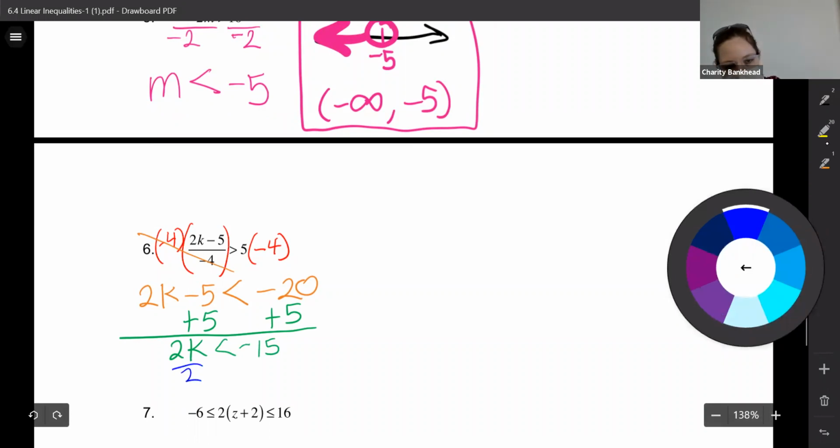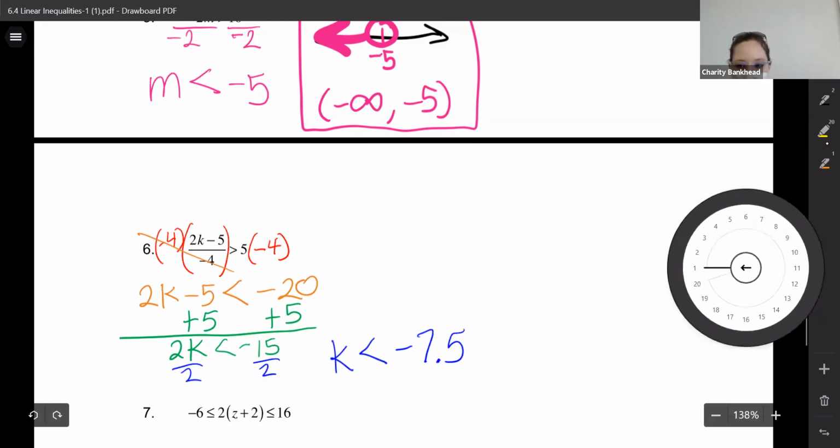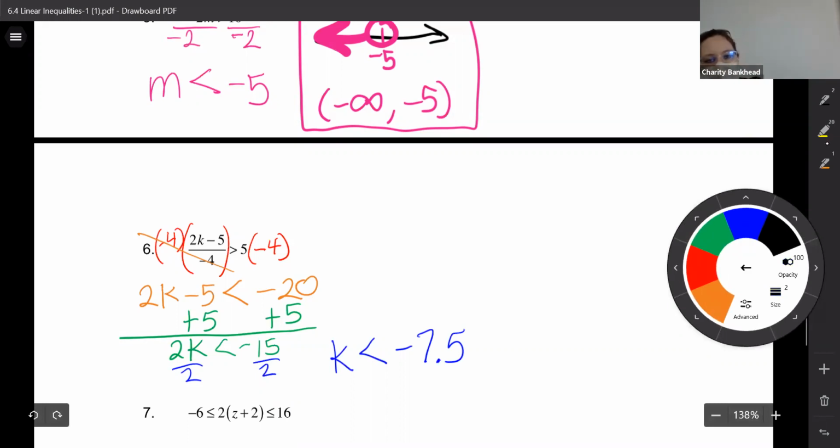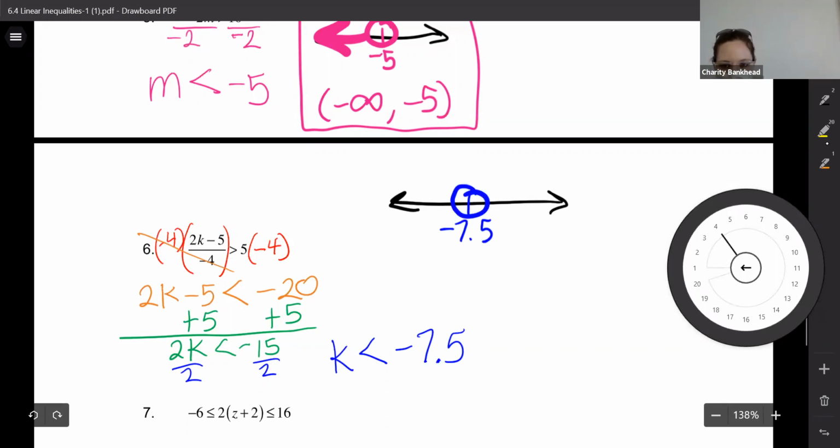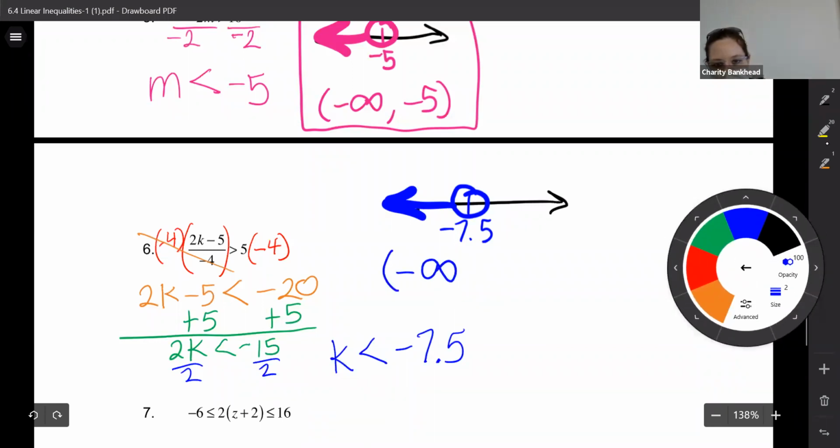Divide both sides by 2. So k is less than -7.5. All right, so we do the number line, put the -7.5 on there. Then we're going to use an open circle and we're going to shade it to the left. And then for the interval notation, it would be negative infinity, comma, -7.5 with parentheses.